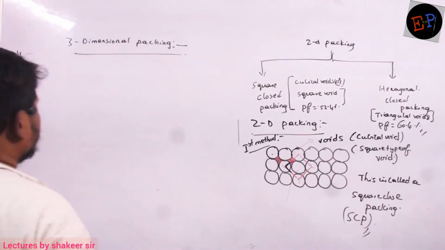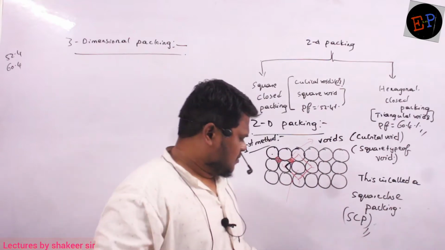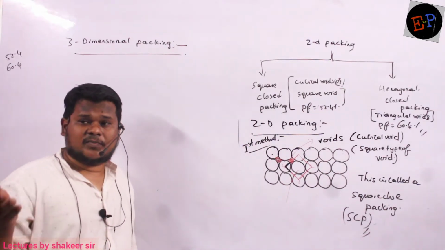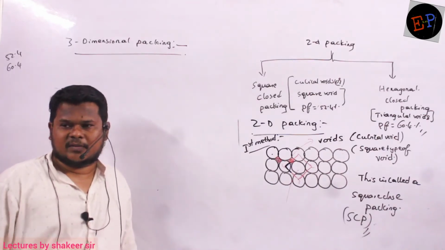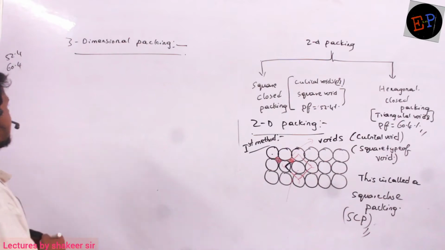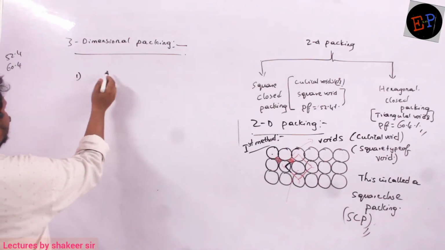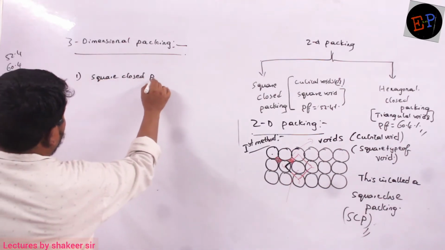So, 3-dimensional packing. In 3-dimensional packing, atoms are present along lengthwise, along breadthwise, and along depthwise also. In all the 3 dimensions you can find them. That is called 3-dimensional packing. So in 3-dimensional packing, again we have 2 types. What are they? We can pack square closed packing also.